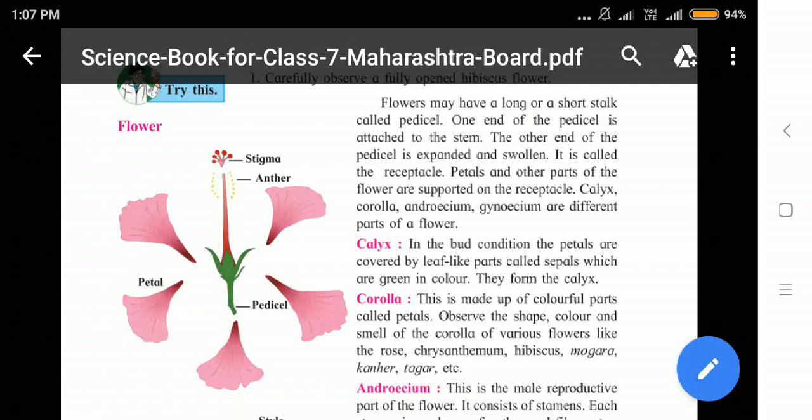This pedicel helps the plant. The green color part you can observe in the figure is the pedicel. It gives support to that flower to remain on the plant, and at the top of that pedicel the petals are joined in a nice way to that flower.